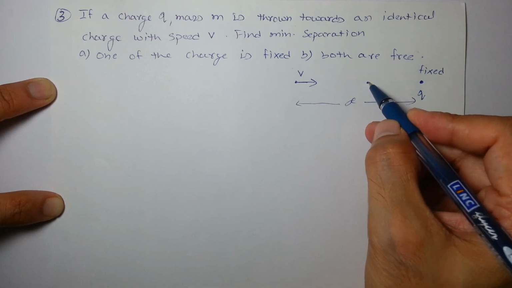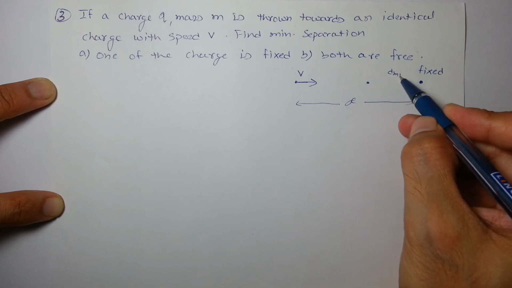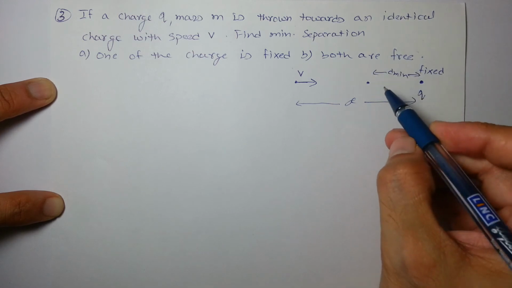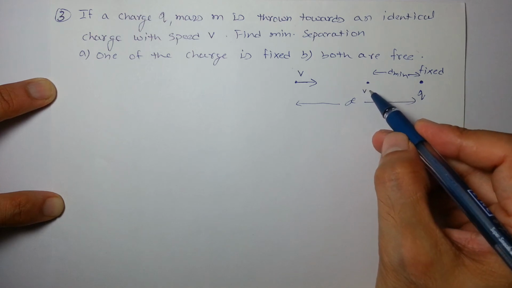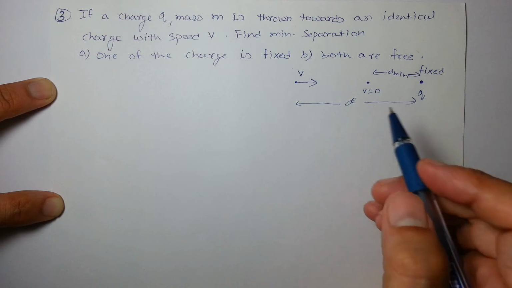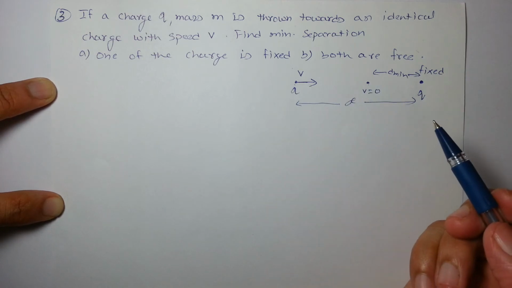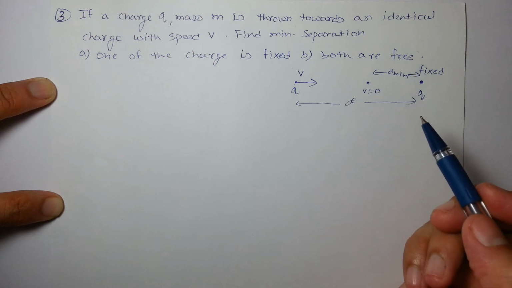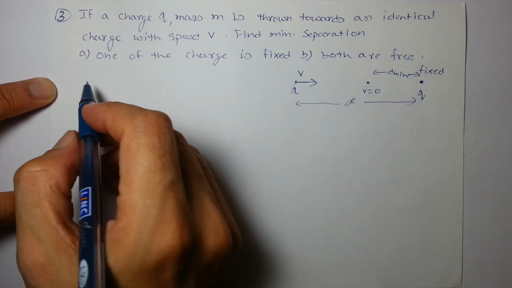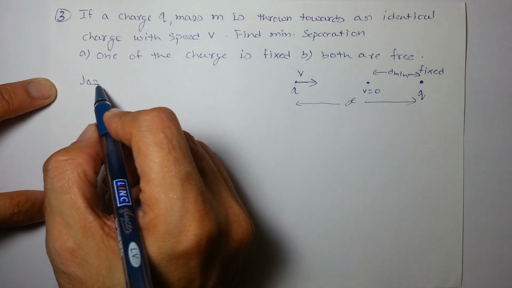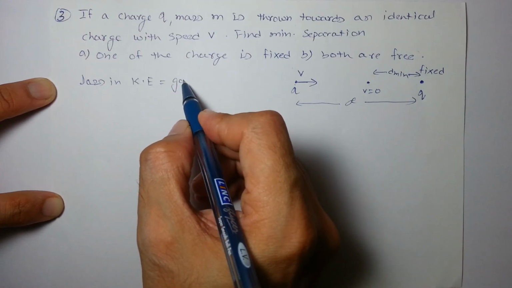When it reaches this point, let's say this is the minimum distance, d min, after that it will stop. Okay, so at this point velocity will be 0. We can say the charge has lost all its kinetic energy. So where has this kinetic energy gone? This kinetic energy must have gone to potential energy. So I can write loss in KE is nothing but gain in PE.